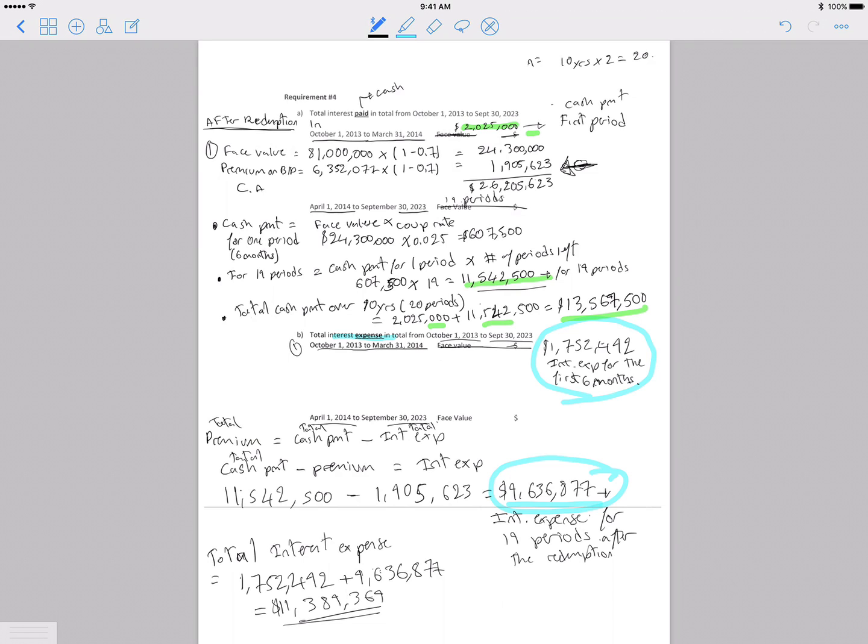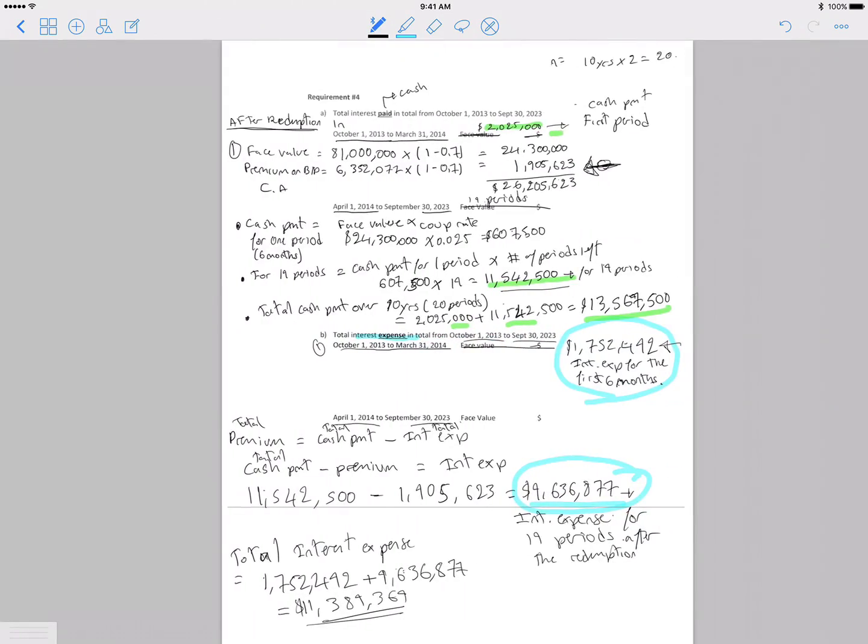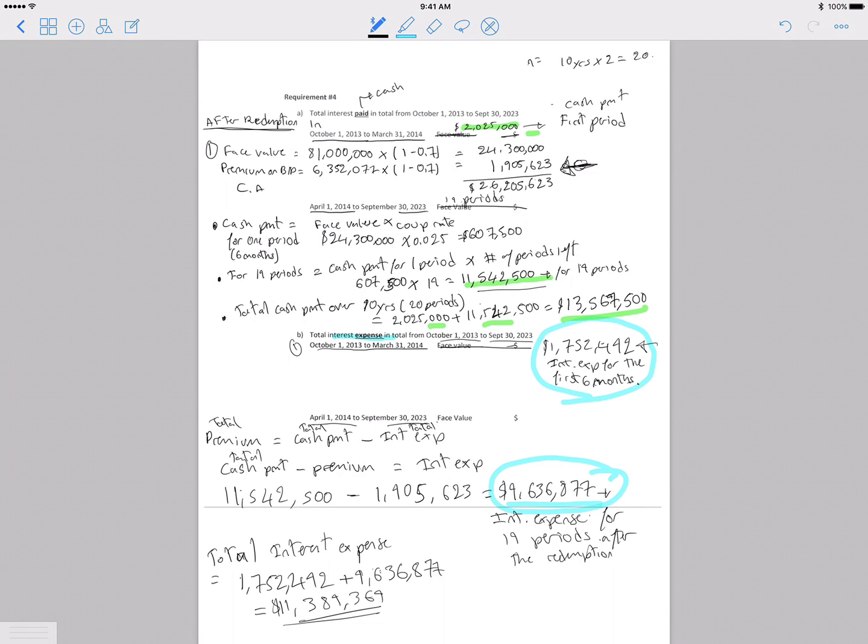Just to make sure everyone understands what we did again, this is the amount of interest incurred for the first 6 months. This amount, we have it over here in our amortization table. And then we calculated the interest expenses for the 19 periods after the redemption. This is what we did when we found this amount. And then to calculate the total interest expenses incurred for the 20 periods, or if you wish, over the 10 years life of the bond, we added these two. And this gave us 11,389,369. So this is the total amount of interest expense over the life of the bond.